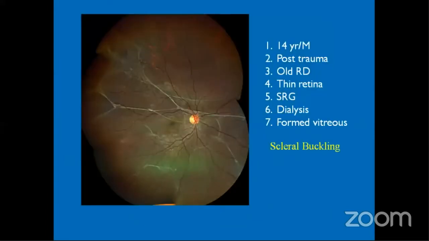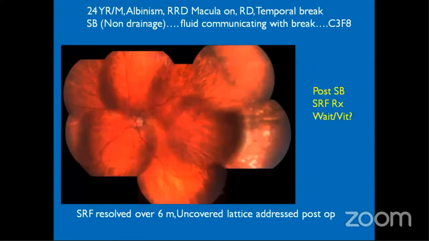The picture here shows a 14-year-old male, right eye, old RD, post-trauma, vitreous is still attached, not separated, thin retina, subretinal gliosis, peripherally there is a dialysis not shown here, and formed vitreous. The treatment of choice would be scleral buckle. Sometimes the retina is so thin that an attempt to go inside for vitrectomy, remove all the bands and settle it, can be counterproductive at times.